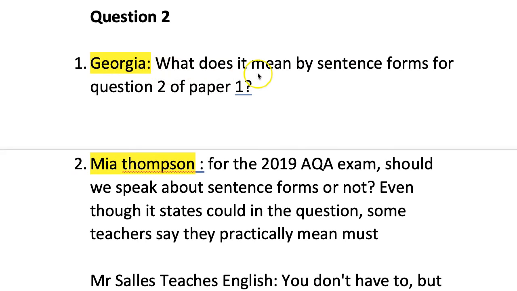So Georgia asks, what does it mean by sentence forms for question two of paper one? Well, first, you can ignore that. But secondly, one sentence form that you will always get is a complex sentence involving a descriptive list. And your job there would be to write about that list to show the effect on what the reader thinks or feels, preferably what the reader thinks. Question two, Mia Thompson says, should we speak about sentence forms or not? And as I've shown you, you don't have to. The word could in this question, but not in all the others, is true. It means you don't have to.